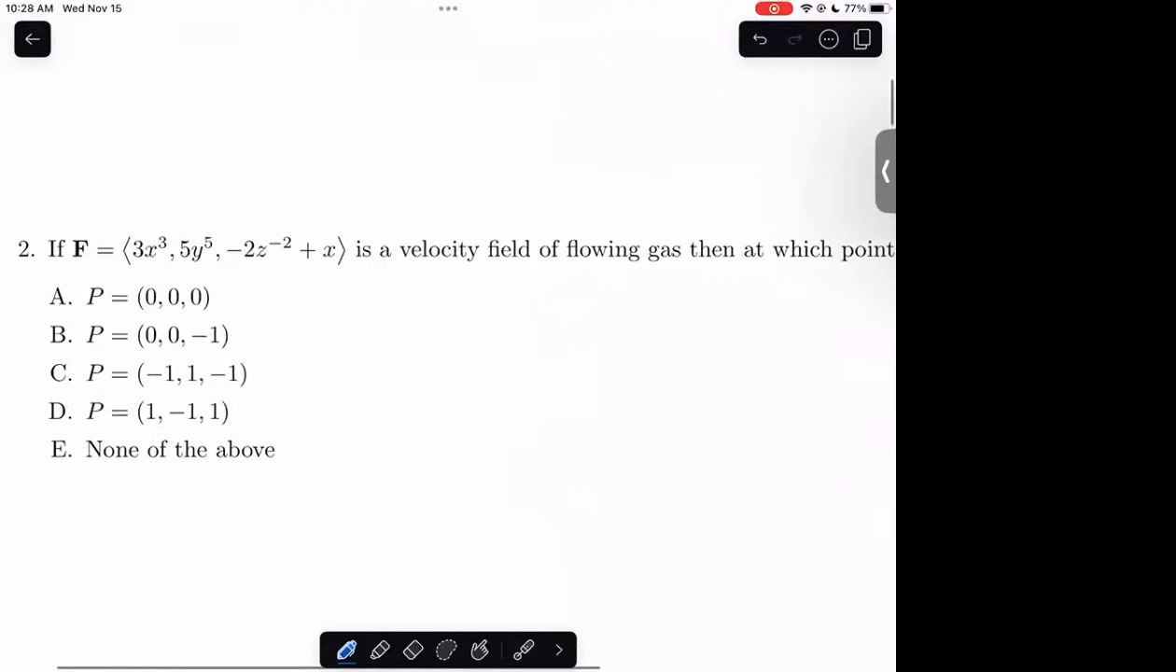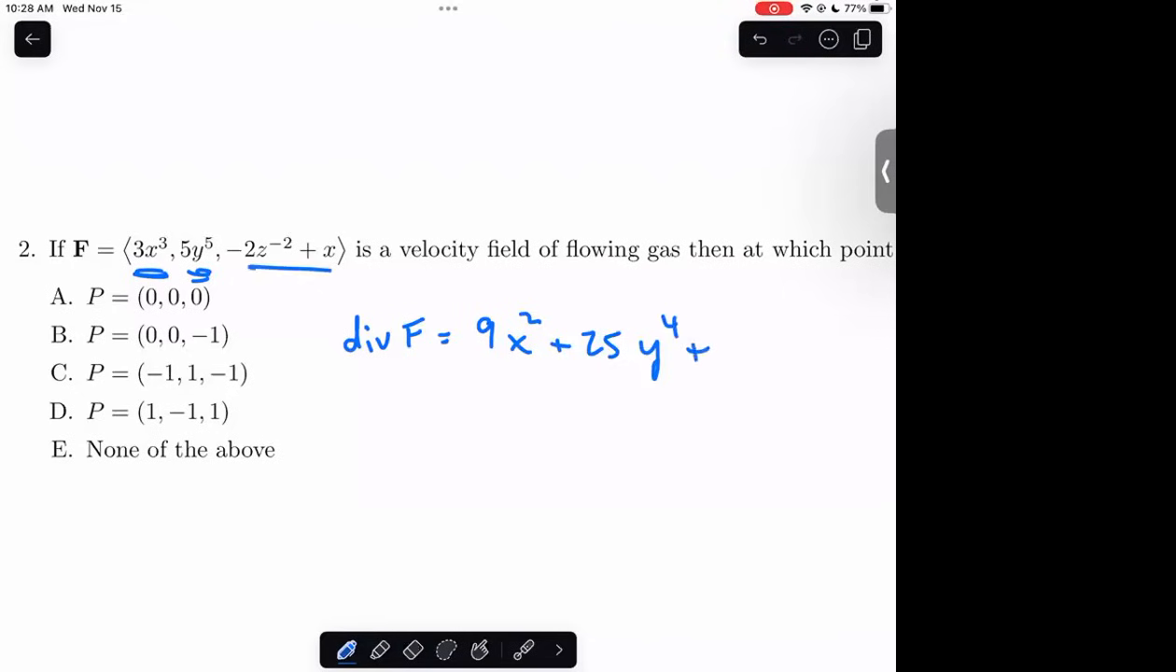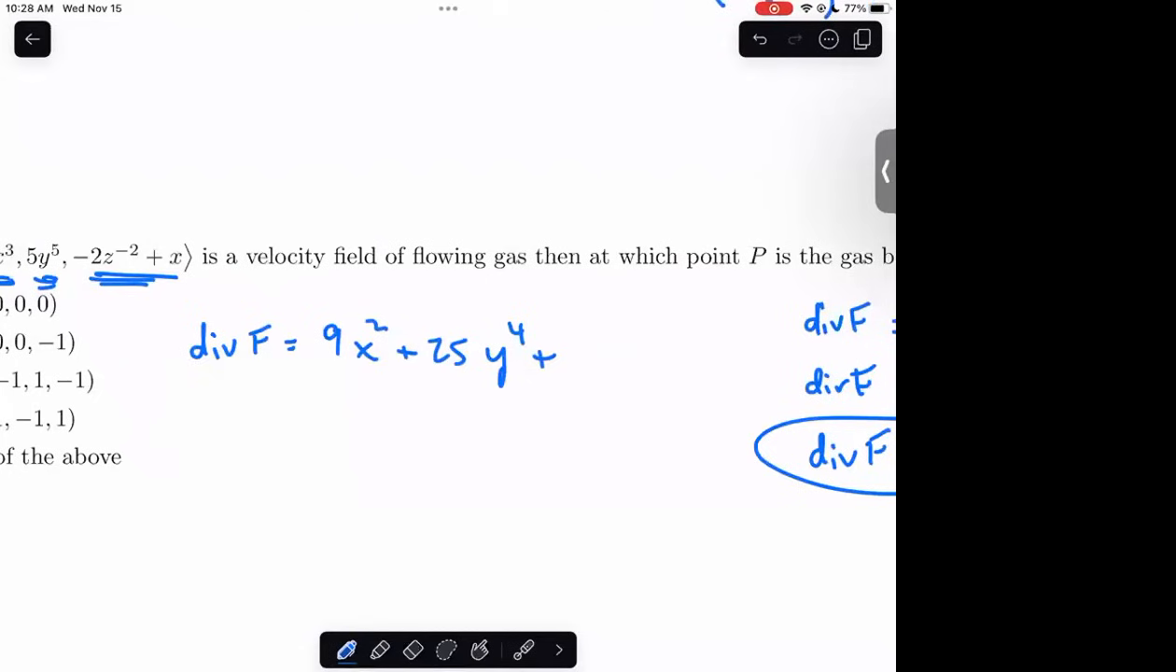Okay, well, I can calculate a divergence. That's not too bad. So divergence of F. Remember, technically we're doing a dot product with our del operator. So we need to take a partial derivative with respect to x of our first component. That's going to be 9x squared. We need to take a partial derivative with respect to y of our second component. That's going to be 25y to the fourth. And then finally, we need to take a z derivative of our third component. So -2 times -2 is going to be +4, z to the negative third power.